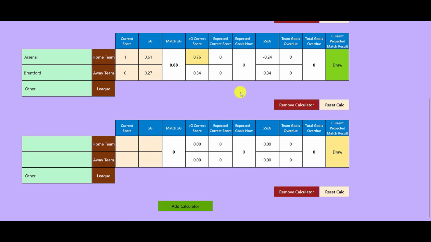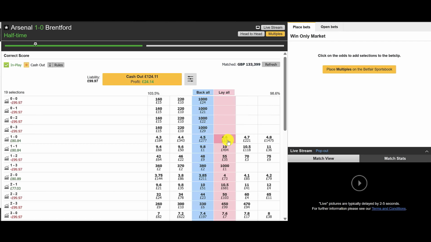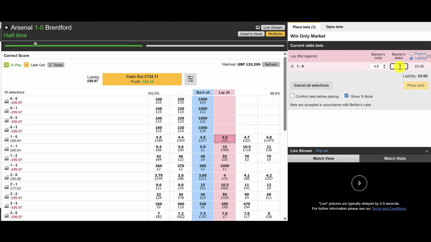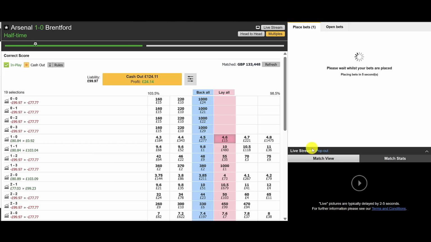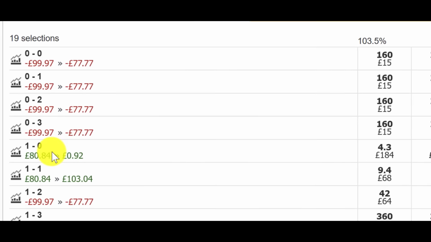We don't have any goals overdue just yet, but let me just show you. We're on a green scoreline at the moment, so we could use a bit of that green and just put this down to 0, just to lay off some of the risk. The next goal puts us on a green scoreline regardless, okay? So let's just put this in. We'll put the 1-0 down to 0.